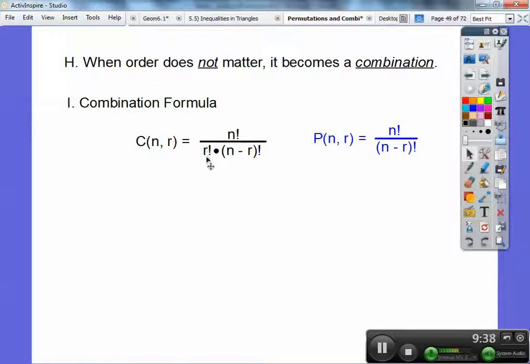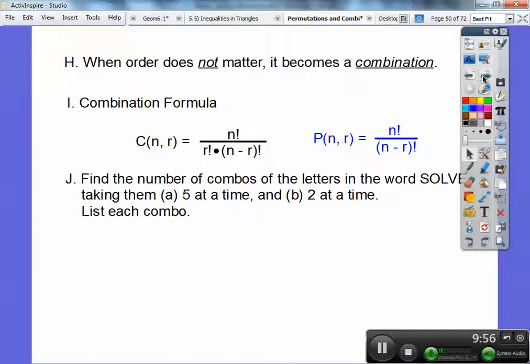The combination formula just has this extra r factorial, this number right here. So when order doesn't matter, we're going to use this formula. Now, most scientific calculators have these formulas programmed in there. I don't know how your calculator works, you'll have to figure that out, but it's pretty easy. I've tried them on several of them. It's pretty easy to solve, you guys.